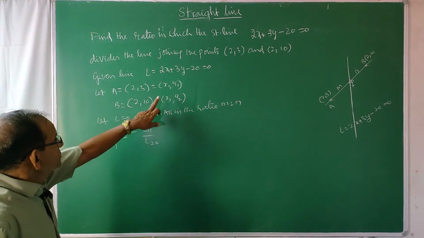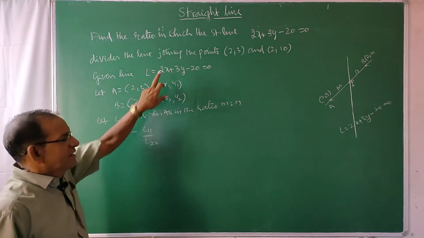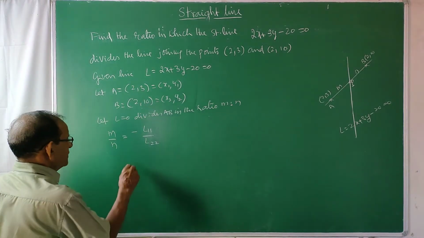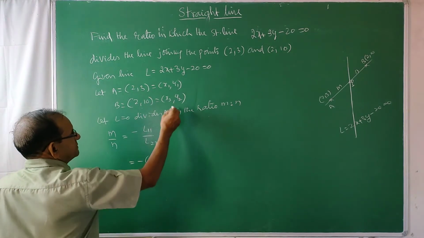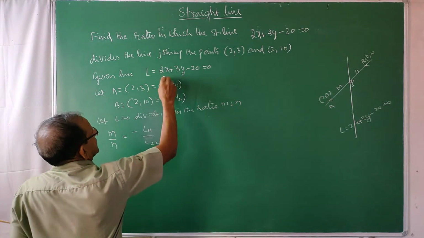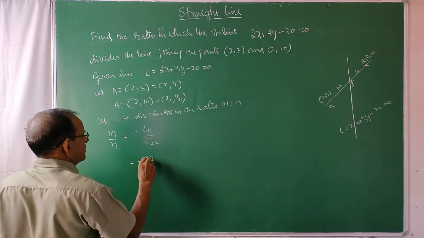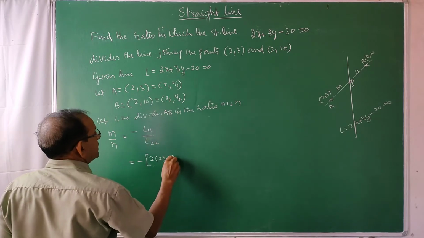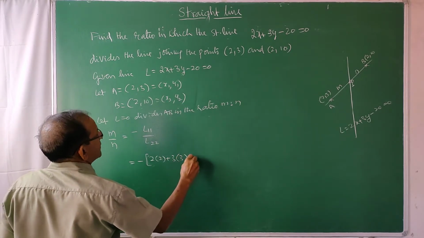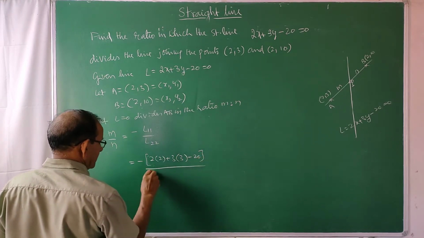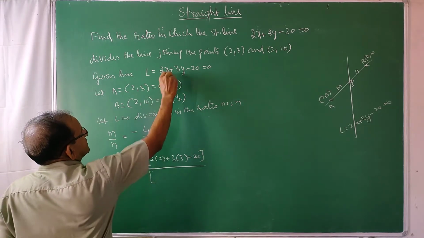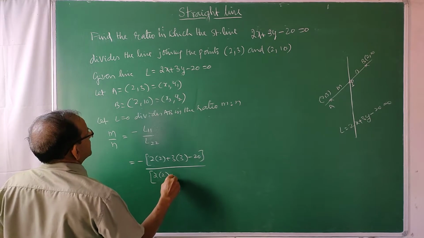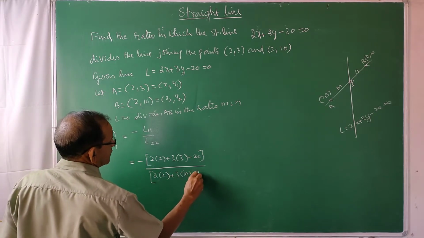L11 means substitution of x1, y1 in this line. L22 means substitution of x2, y2 in the same line. That is equal to minus of, substitute the first point in this line, 2 into x, 2 into 2 plus 3y, 3 into 3 minus 20, by, substitute the second point in the same line, 2 into 2 plus 3 into 10 minus 20.